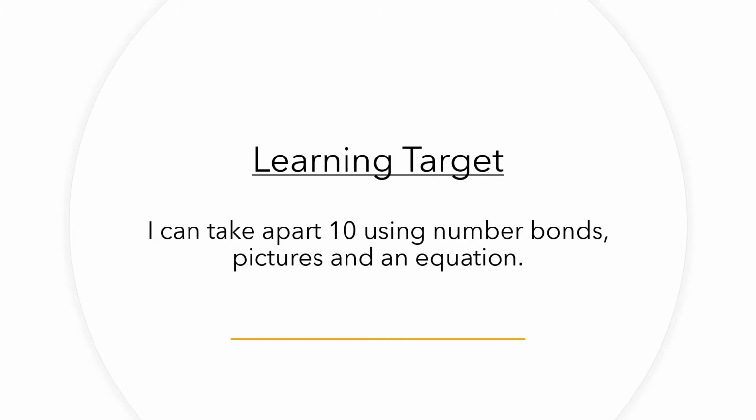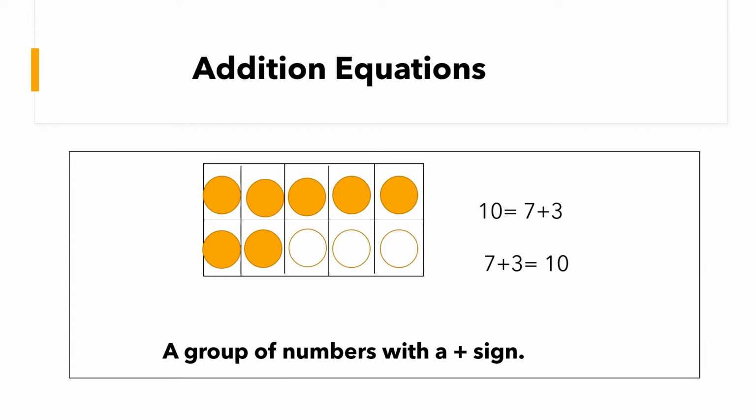Kindergarten, during math today, we are going to take apart 10 and we're going to use number bonds and pictures and an equation. A part of the work that we will be doing today is writing number sentences or addition equations. An addition equation is a group of numbers with a plus sign. 10 equals 7 plus 3. 7 plus 3 equals 10. These are both addition equations.